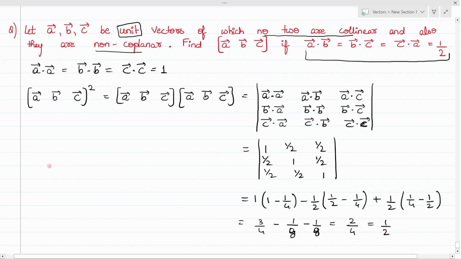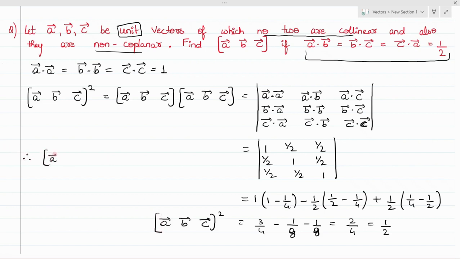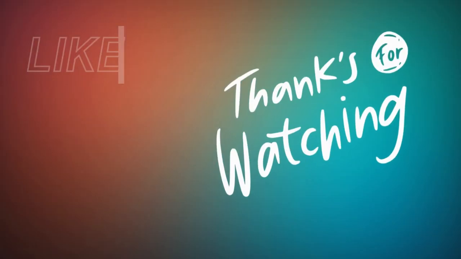But this is the square one, right? The box product squared. But we want just the box product of A, B, C. That is nothing but plus or minus root of 1 by 2, plus or minus 1 by root 2. So this is the required answer to this question.